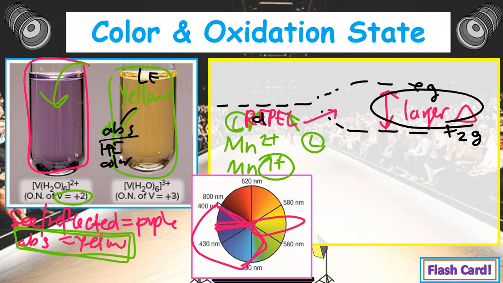Okay? So again, so far we've seen that crystal field theory talks about the splitting of these d orbitals, which are going to dictate color, which are going to depend on the solvent, the oxidation state like we just saw, and now ligands. And so let's go ahead and focus on those ligands.